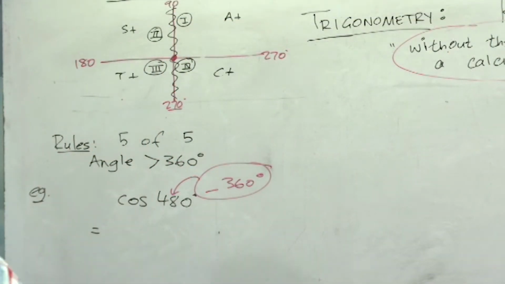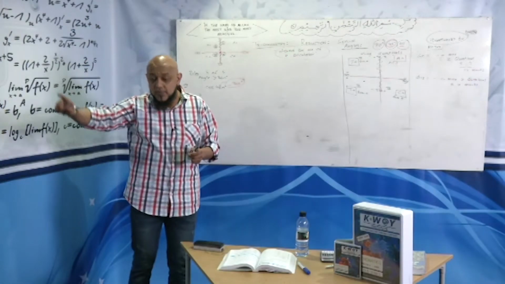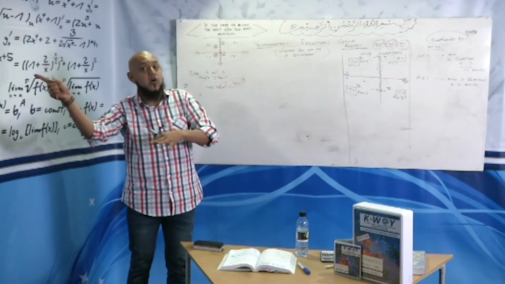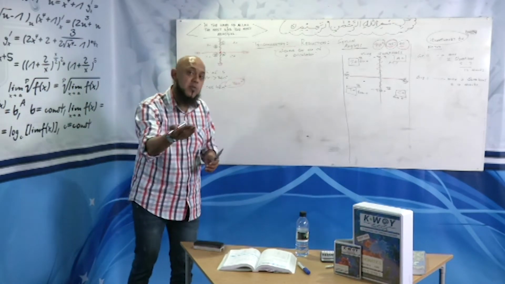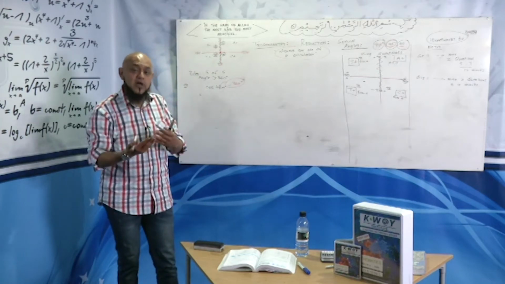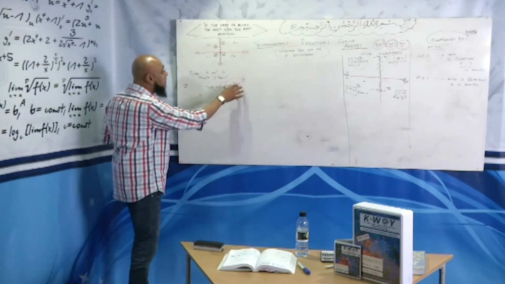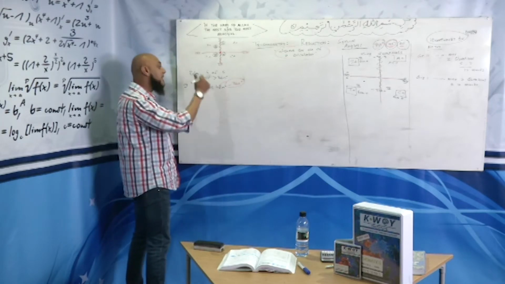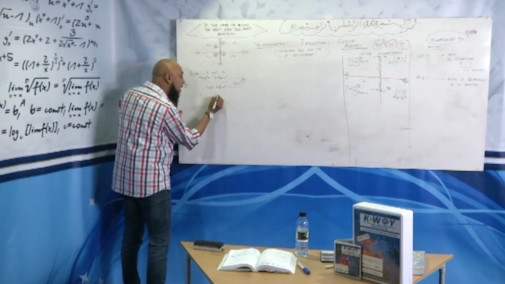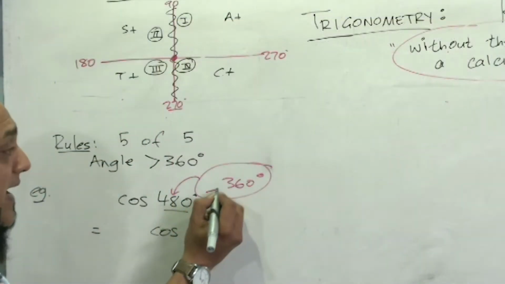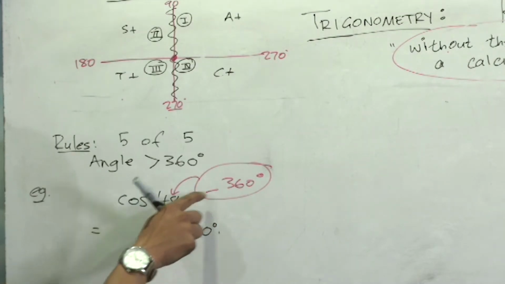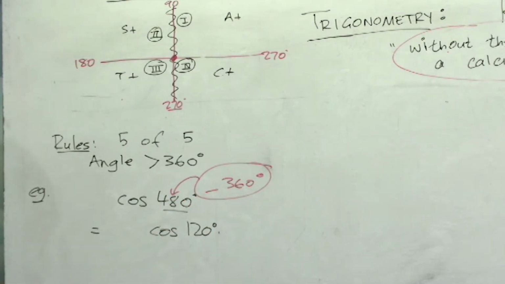To tell you how many more degrees did the angle go. Meaning that this angle made one complete revolution of 360 and went a little bit more. So how much more did it go by? How do we figure that out? We just subtract 360 from the angle. So cos 480, guys, is exactly the same as saying cos of 480 minus 360, which is 120 degrees. I subtracted 480 minus 360 to give me 120.